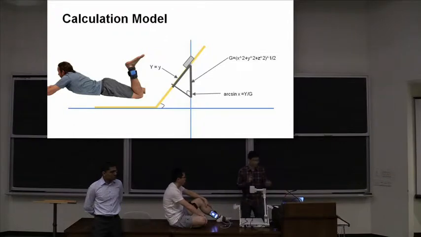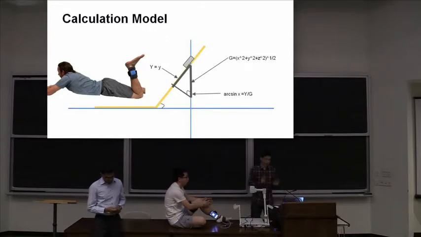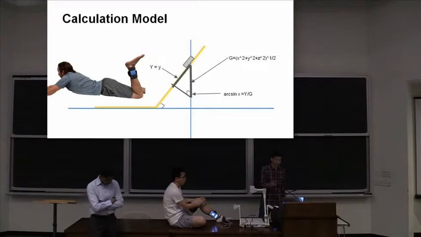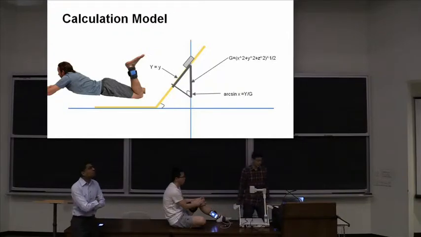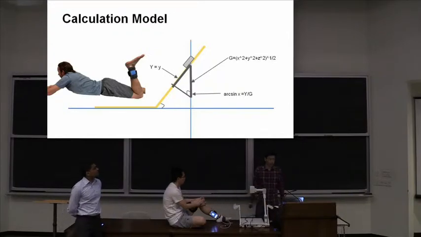By doing this, in this case, the range of motion is equal to the right angle, which equals the green angle alpha as well, because both the right angle and the green angle equal 90 degrees minus the angle beta. We can get the green angle by calculating the arcsine of y divided by g. This is the big picture of our calculation model.